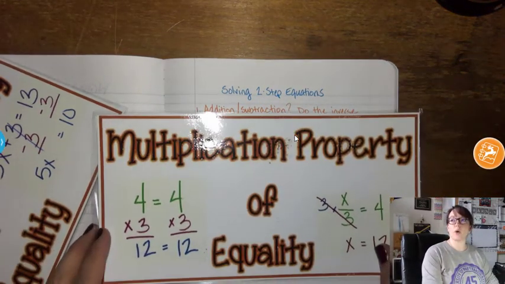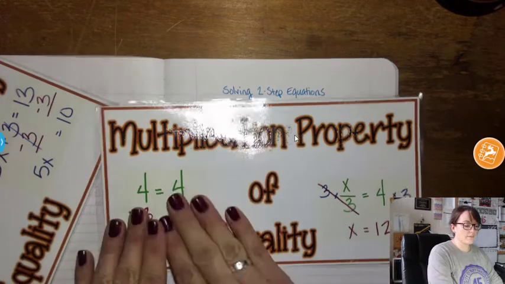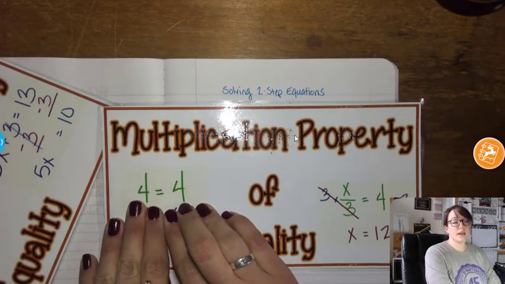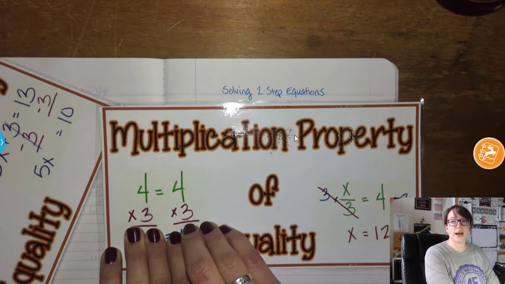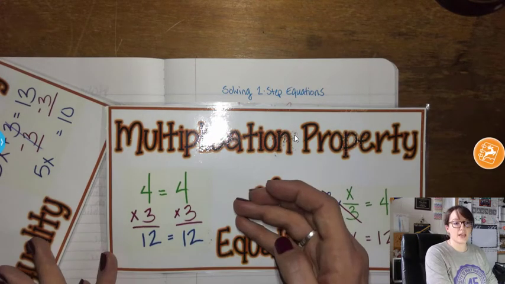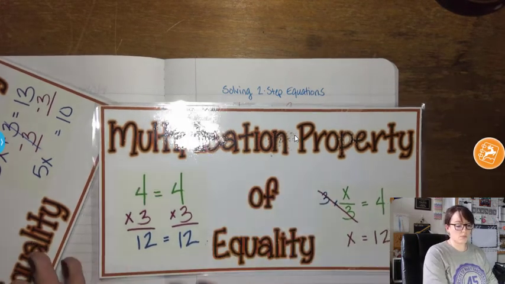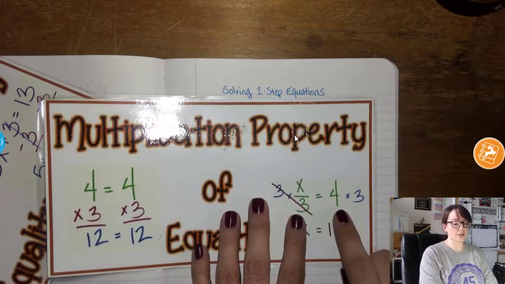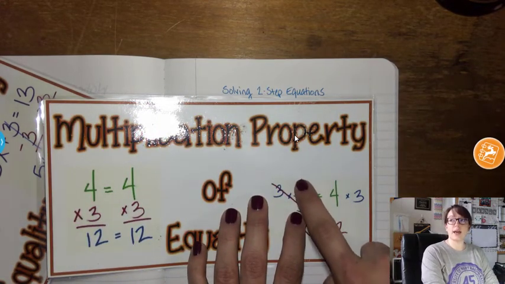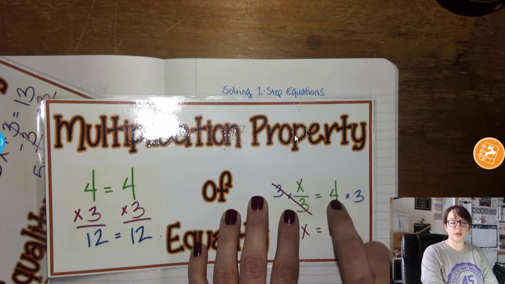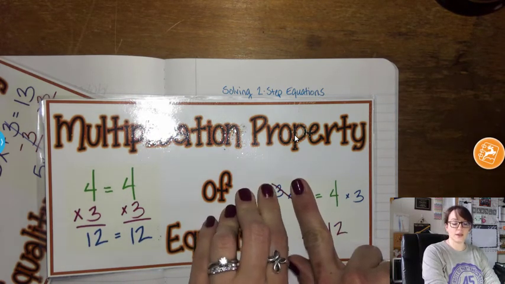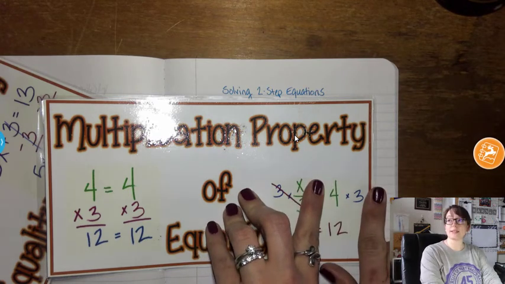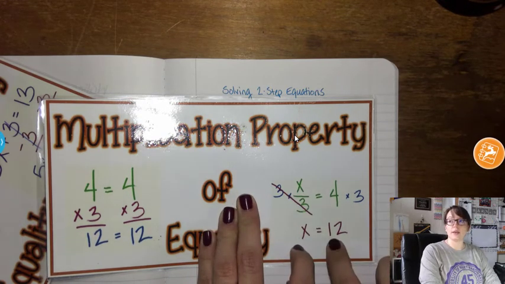Multiplication property of equality. 4 equals 4. If I triple the left side, I must triple the right side so that they stay equal. So what it looks like when we're solving equations, x divided by 3 is 4. So if I multiply the left side by 3, I have to multiply the right side by 3, so x is 12.